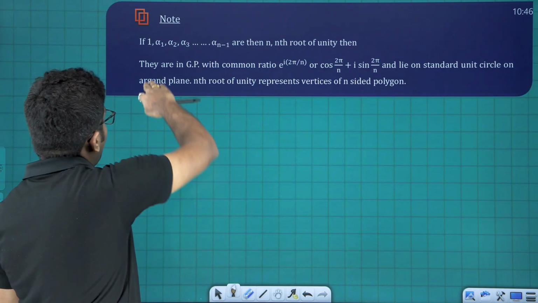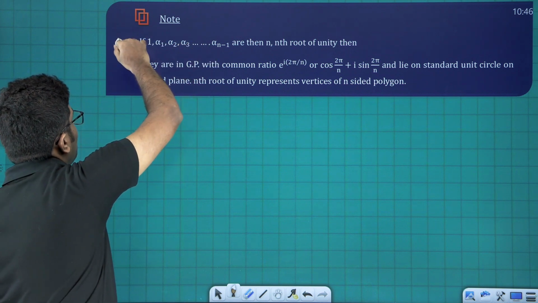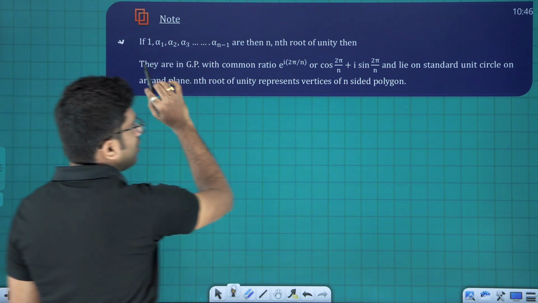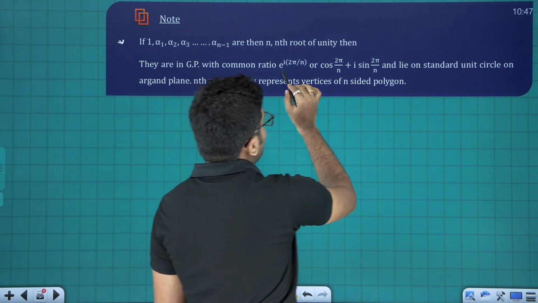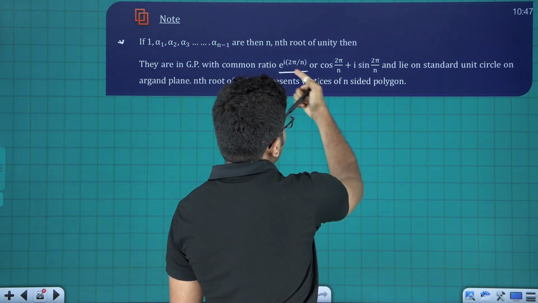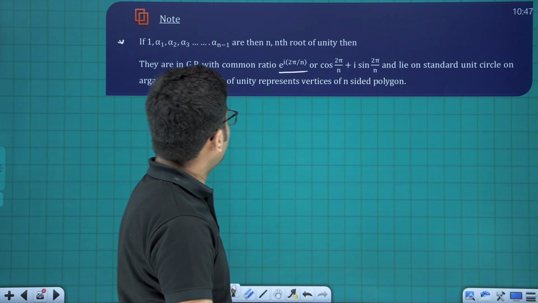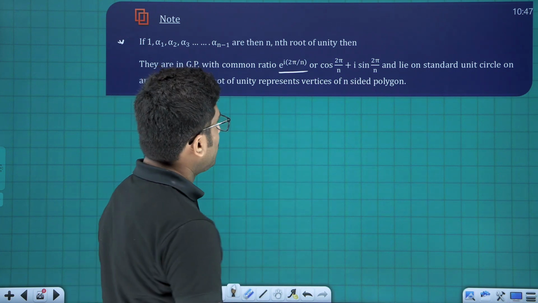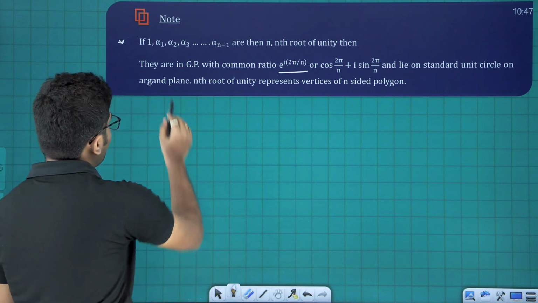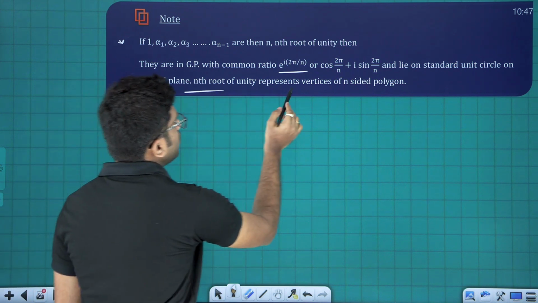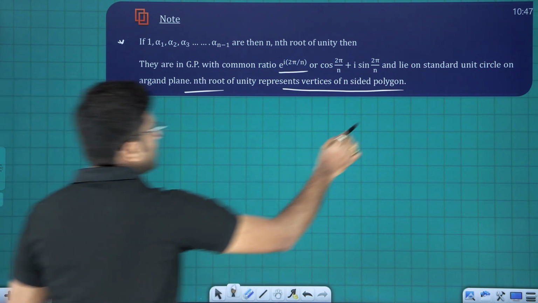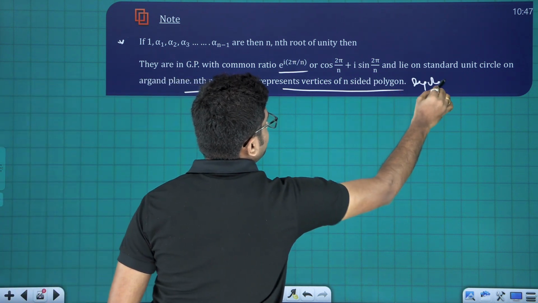So if 1, alpha 1, alpha 2 and so on, alpha n minus 1 are the nth roots of unity, then they will always be in GP with common ratio e raised to i power 2 pi by n, or cos 2 pi by n plus i sin 2 pi by n, and lie on the standard unit circle on the Argand plane. The nth roots of unity represent the vertices of an n-sided regular polygon.